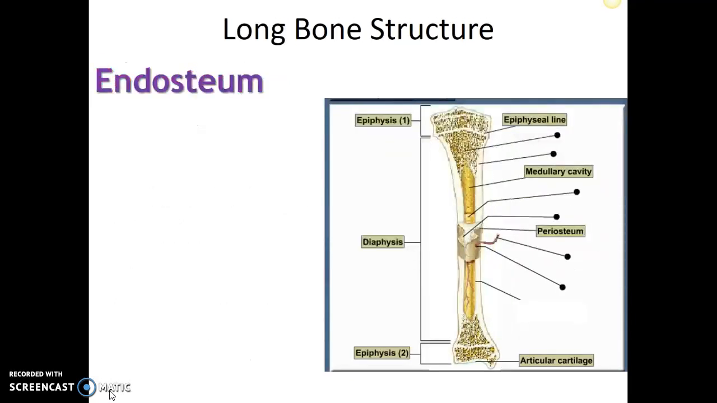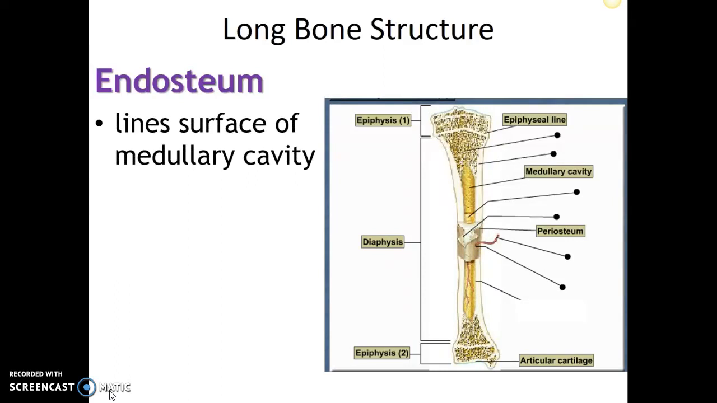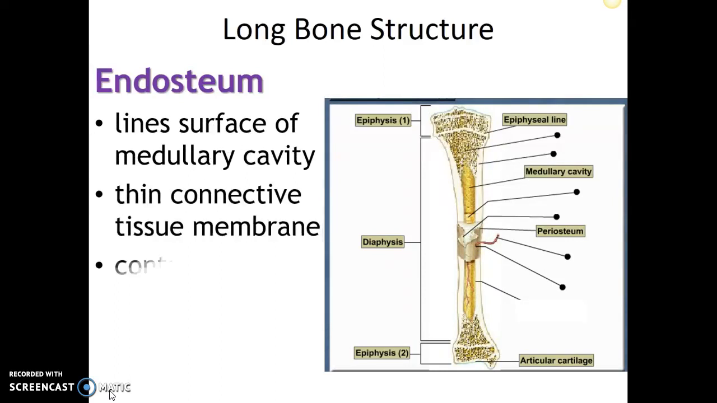The endosteum is the similar thing, but it's lining the inside of your medullary cavity, the hollow part of the bone. And it contains osteoblasts, just waiting to put bone on if need be, but usually that medullary cavity is pretty much hollow there to hold the yellow marrow and the red marrow.